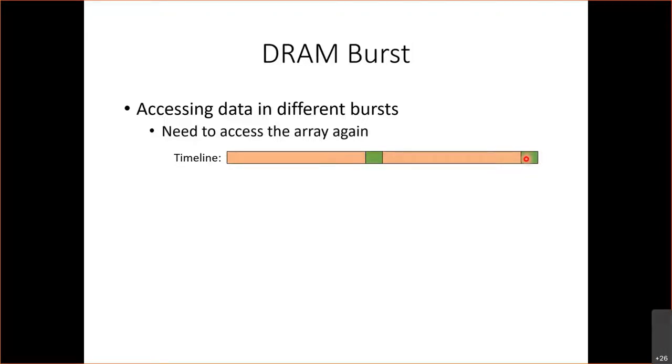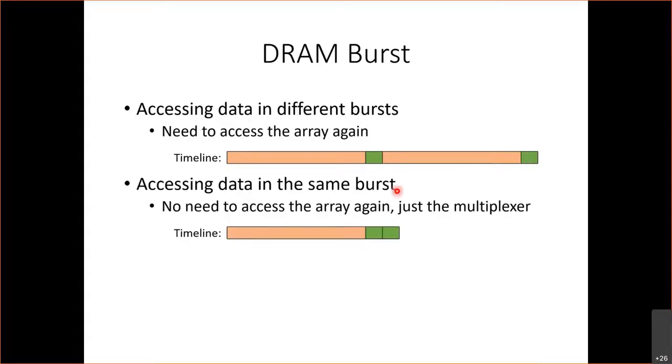However, if I access data in the same burst, then in this case, I don't need to access the array again. I just need to change the multiplexer. So in this case, my timeline looks like this. I read the entire burst, and then I provide the data from the burst, and then if the next access comes from the same burst, I just provide that same access without having to go through the DRAM again.